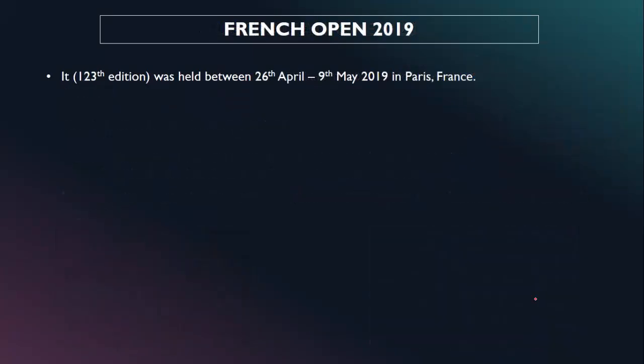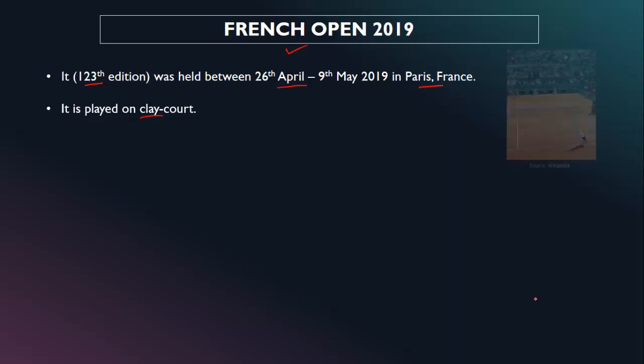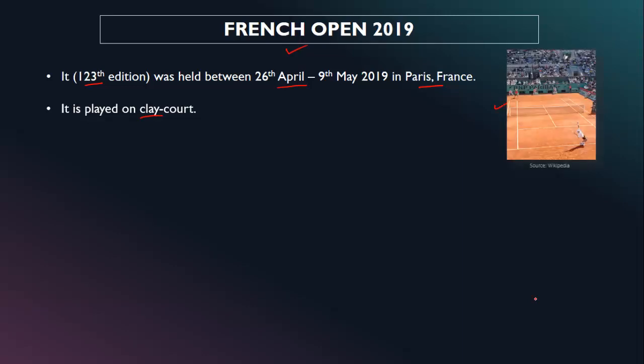Moving toward the French Open. The first thing, it was the 123rd edition of this tournament, and it was held between 26th April to 9th May in France. As the name suggests, French Open, it was held in Paris, France. Next important thing, friends, this one is not played on a hard surface, it is played on a clay court. How does it look? Let's see. This kind of surface, orangish clay, and that's where it is played.